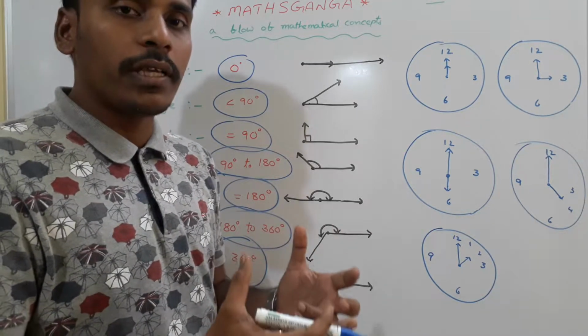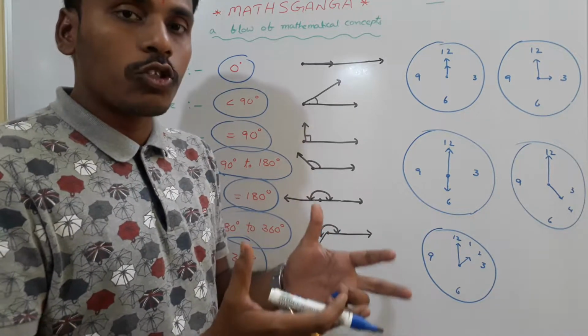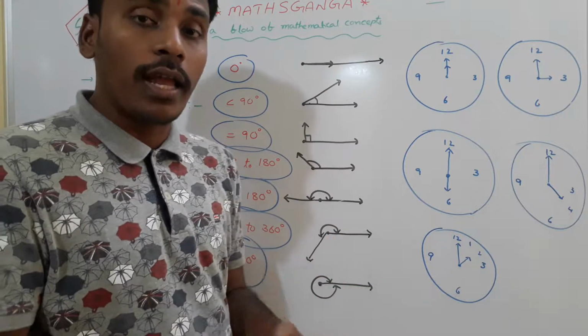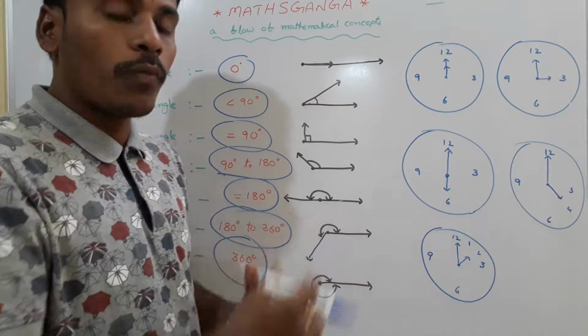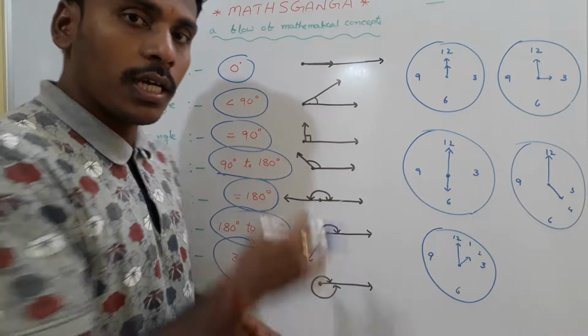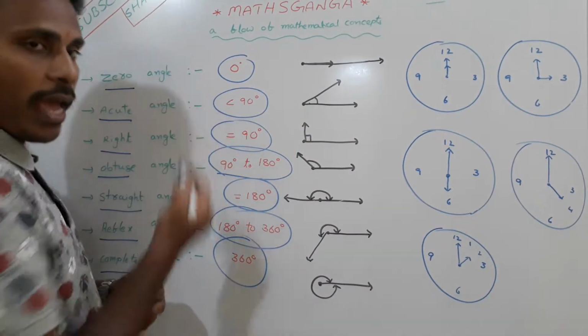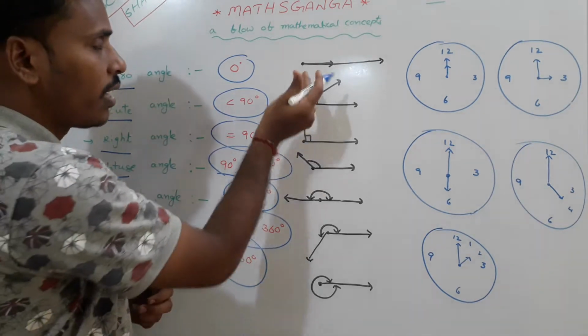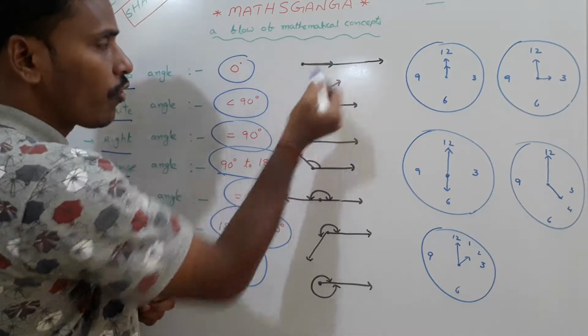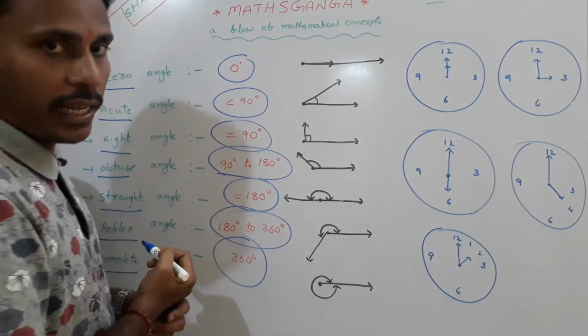So geometry is basically a language of God. Since it's a language, we need to learn its terminology first. As a part of the terminology, these are the different types of angles. If the angle is zero angle whose measure is 0 degrees, there is no rotation between the initial ray and the final ray. It is indicated like this.